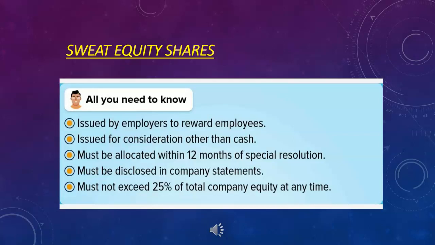Rules, regulations, or conditions must be followed in case of issuing sweat equity. It should be issued to employees to reward employees. Issued for consideration other than cash. It must be allocated within 12 months of a special resolution. It must be disclosed in the company statement. It must not exceed 25% of the total company's equity at any time.